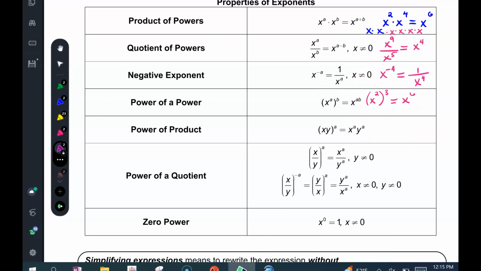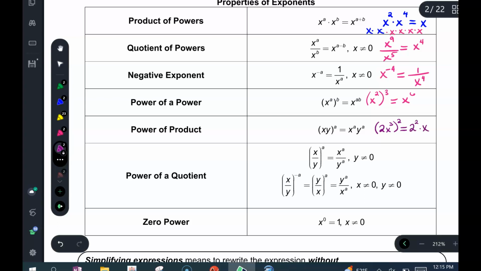And how about this one? This is kind of like you distribute. For example, what if I gave you 2x cubed and then I said to the 2nd power? I don't just take the x to the 3rd and square it. I also have to take 2 and square it. So it would be like 2 squared times x to the 6th. So you can't forget about the coefficient, right?